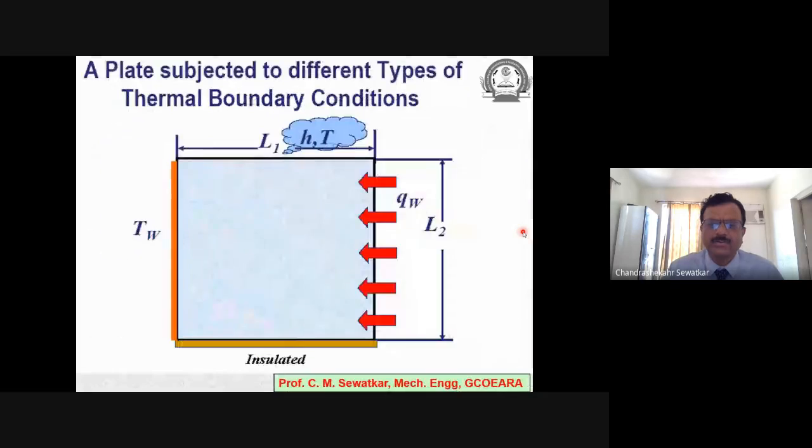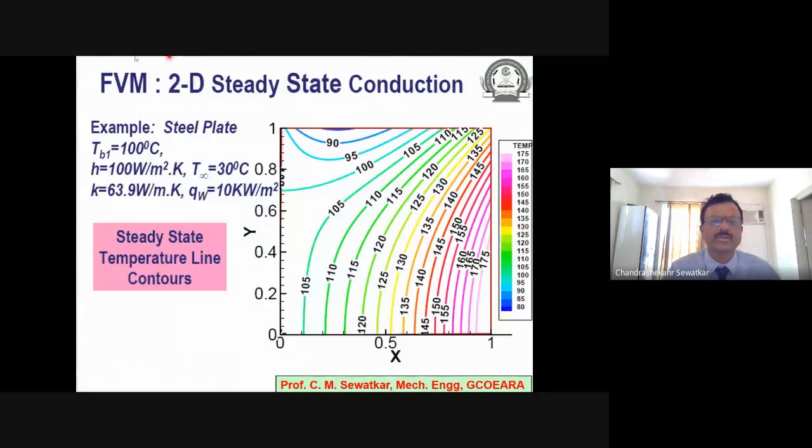We have obtained the results for the other kinds of boundary conditions also. For example, the left boundary is at 100 degrees Celsius, the bottom is insulated. The moment your bottom is insulated, the temperature contours hit in the direction normal to the wall. The normal direction means there is no temperature gradient, and hence there is no heat transfer. The right boundary is maintained at a constant heat flux. See, all the lines hitting the right boundary are hitting it parallelly. That means my heat flux is constant here.